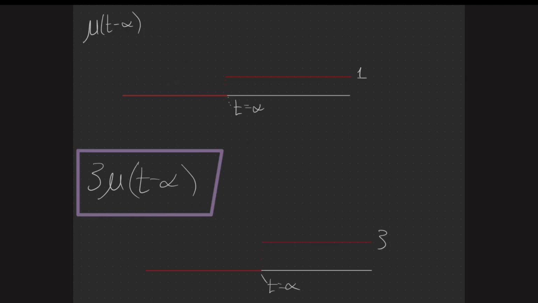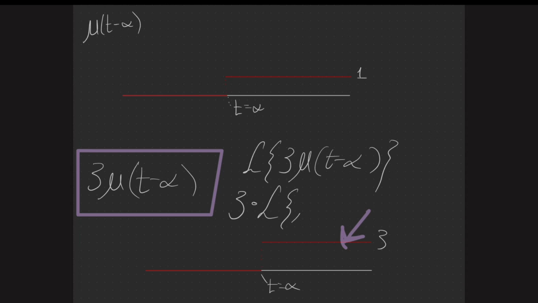If we do have something like this alteration to the step function, where let's say we multiply it by 3, and then now we're jumping up to 3, we just use the fact that the Laplace transform is linear, so this would just be equal to 3 times the Laplace transform of mu of t minus alpha.